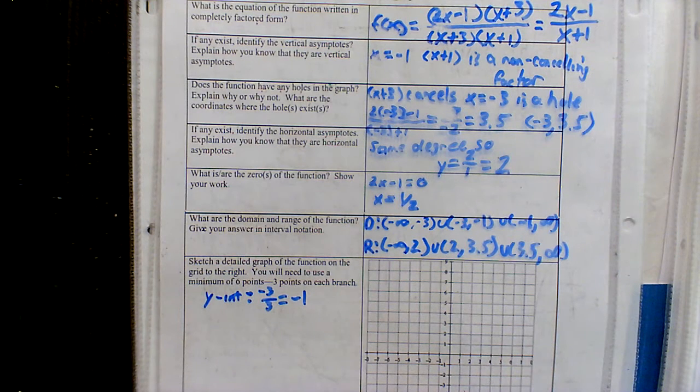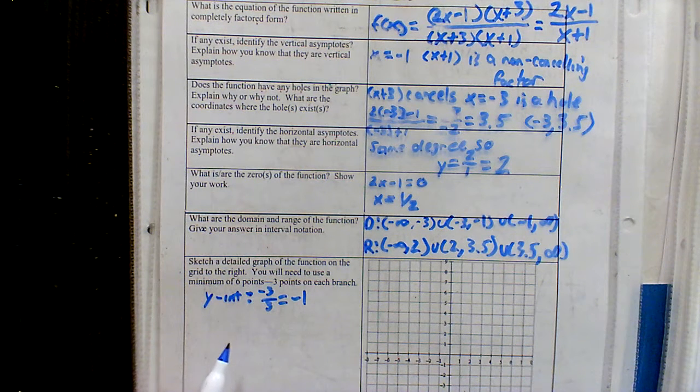Alright, so that's just some more information that we're going to need. It says sketch a detailed graph. So we're not just going to draw some lines. We have to make it as accurate as possible of the function on the grid to the right. You will need to use a minimum of 6 points, 3 points on each branch. So once we get started, that will make a little more sense.